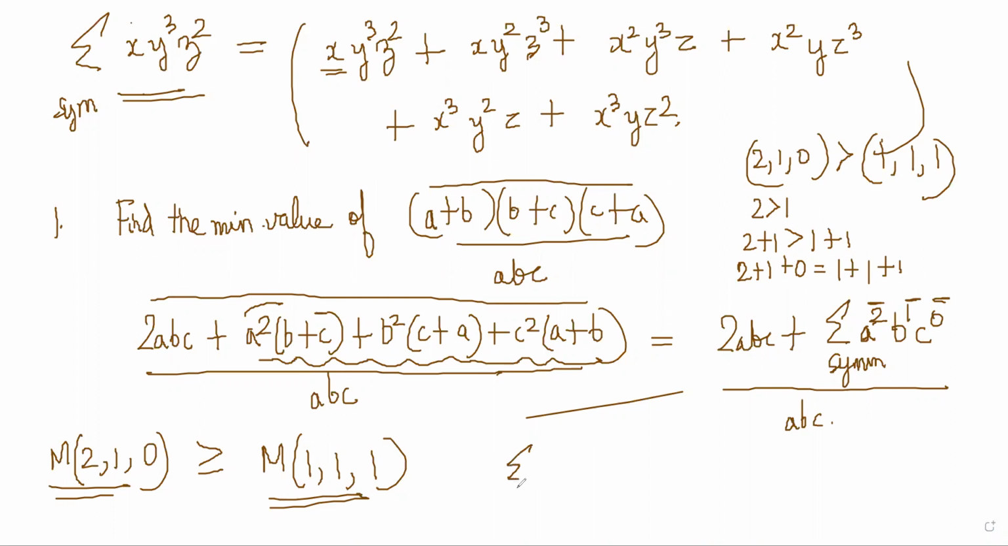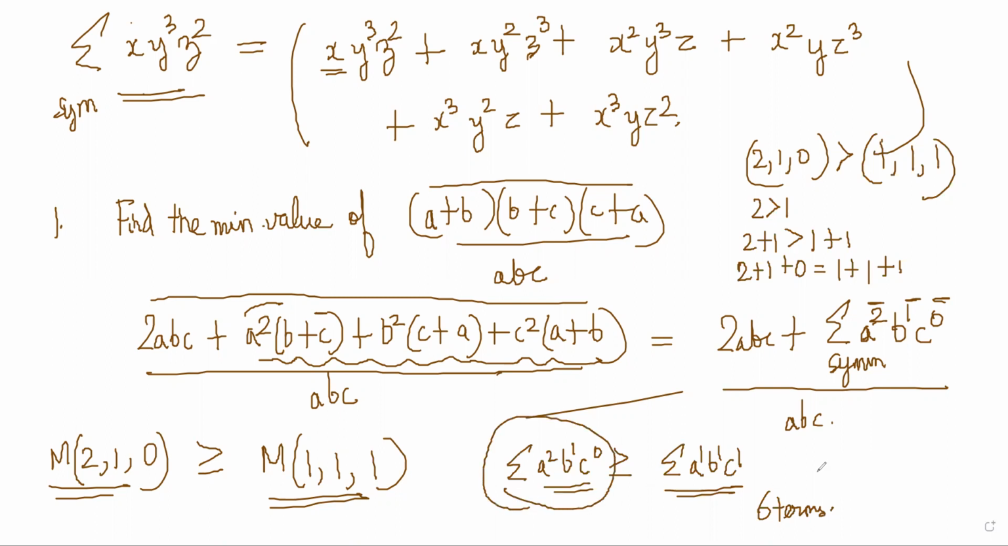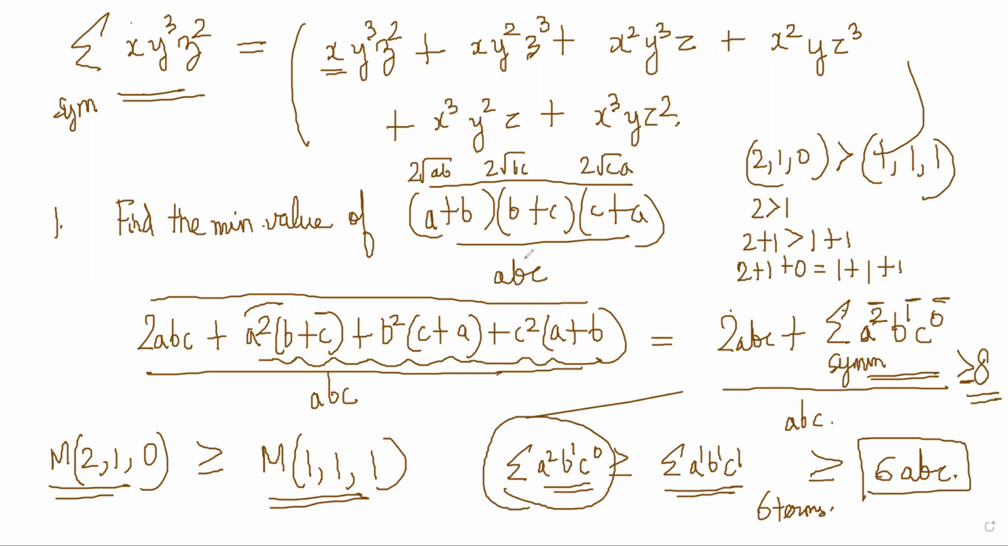So therefore, we can say that the summation of a square b power 1 c power 0 will always be greater than or equal to the summation of a power 1 b power 1 c power 1. And we know that there are three variables, so there will be six terms here, 3 factorial or six terms. So therefore, this symmetric sum is greater than or equal to 6 times abc, right? And if this thing is greater than 6abc, you get (2abc plus 6abc) by abc. So the whole thing is greater than or equal to 8. And the same answer would have come if I had done AM-GM. I would have done 2 root ab, 2 root bc, 2 root ca, and I would have gotten 8abc by abc, right? So this is how you apply Muirhead.